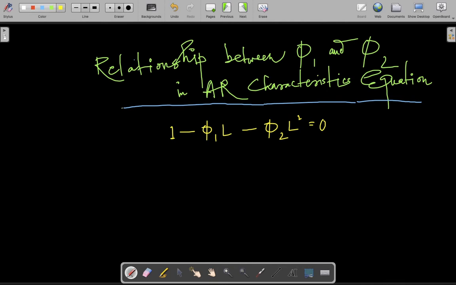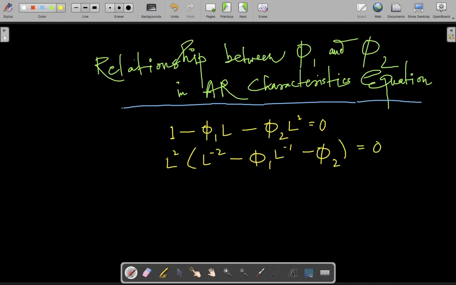Okay, keeping that thought in mind, we are going to see what the values of phi 1 and phi 2 would be. First, we are going to do the invertibility. What we are going to do is take L common. So I'm going to write L square, L to the power minus 2, minus phi 1 L to the power minus 1, and minus phi 2. I will explain in a moment why I'm doing what I'm doing.